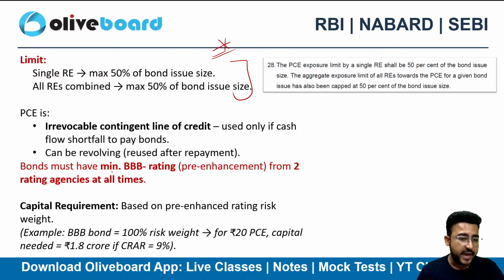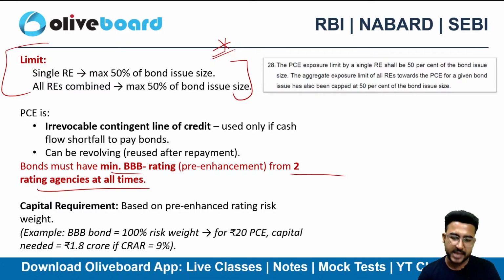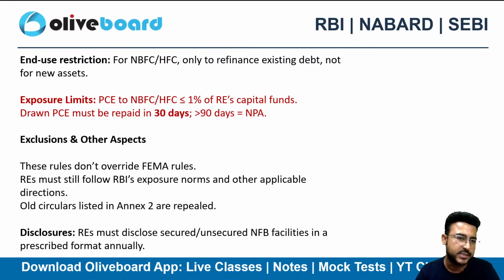Bonds must have a minimum BBB rating, at least a minimum BBB rating should be there, and that too from 2 credit rating agencies here. Please do remember this limit, can be very, very important for the examination, right? Partial credit enhancement.